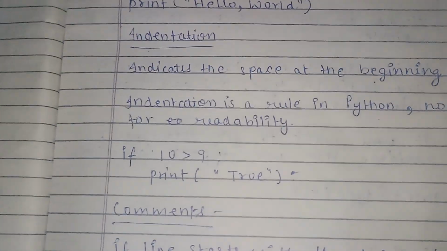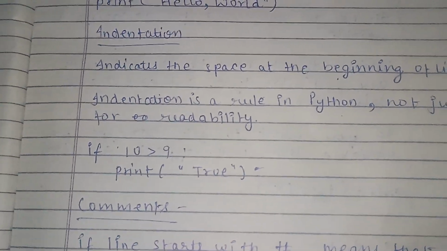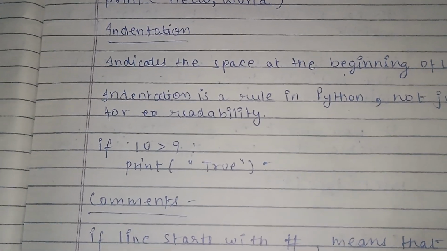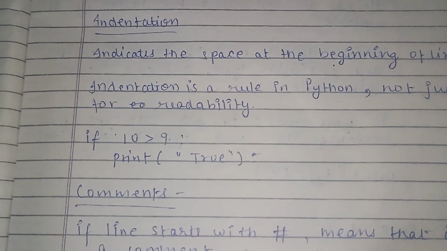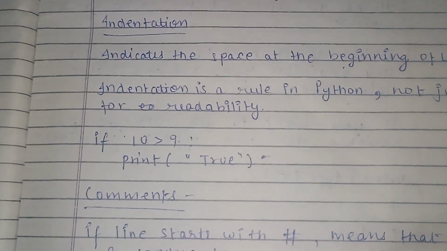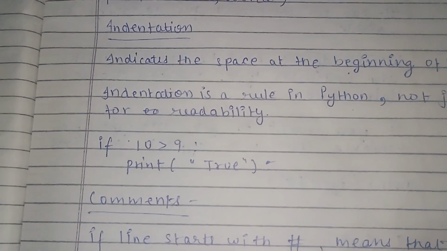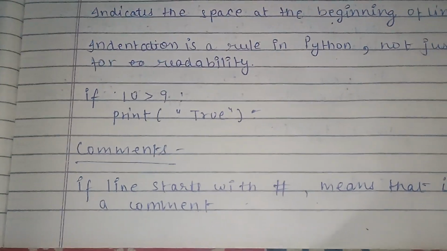Indentation indicates the space at the beginning of a line, like at the starting of a line. Indentation is a rule in Python, not just for readability like we do in other languages, but here it's a necessity. And here is an example: comments.